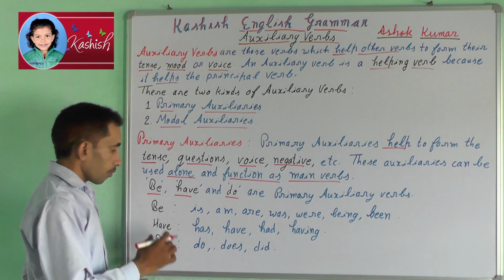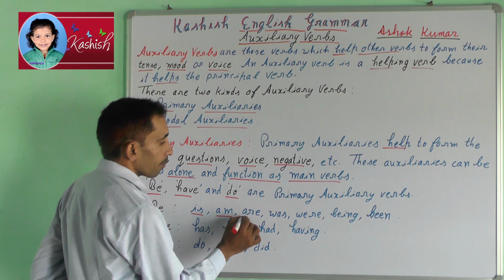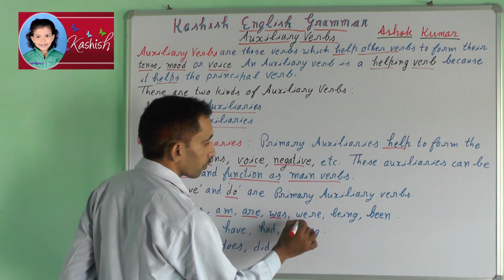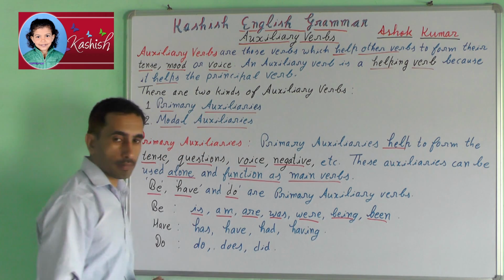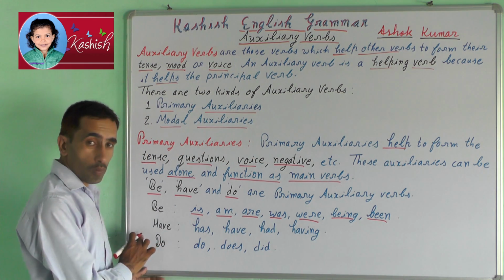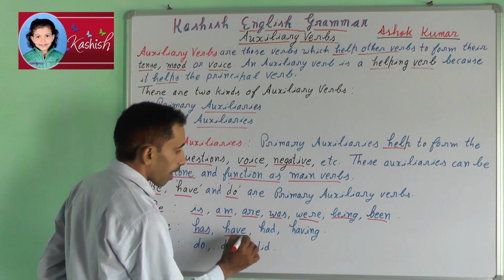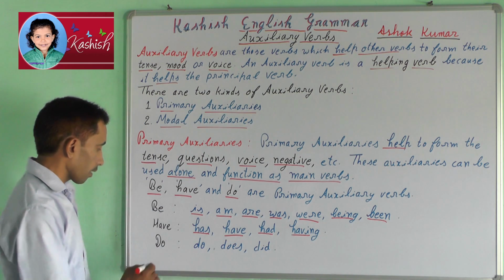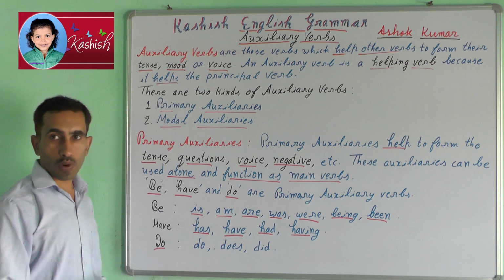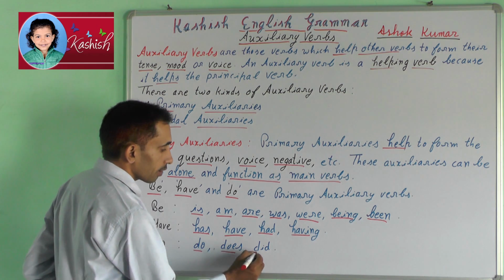Be, forms of be: is, am, are, was, were, being, been. Have, forms of have: has, have, had, having. Do, forms of do: does, did.